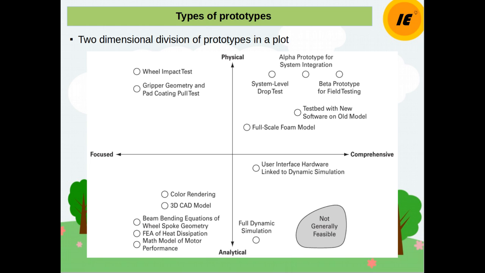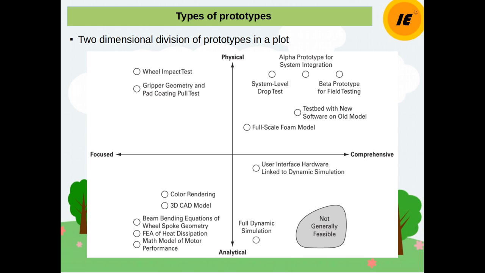So alpha prototype system integration, beta prototype field testing. Alpha and beta are terminologies that are used. We know the alpha version of the software, the beta version of the software. I think beta is the next version maybe. And full scale foam model tested with new software and old model, system level drop trace.